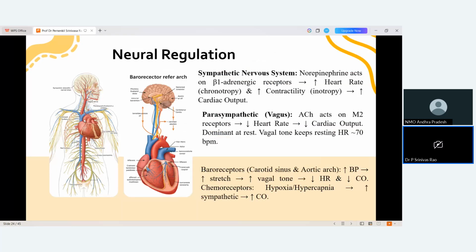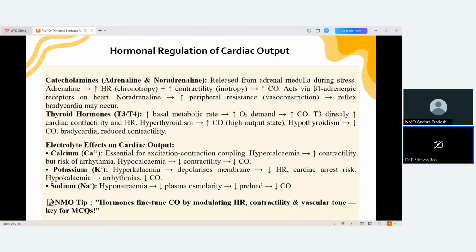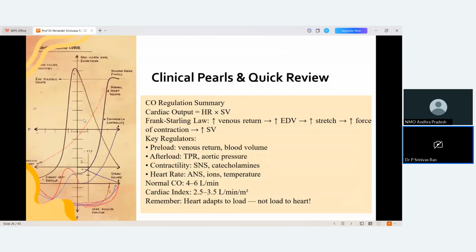Then the neural regulation, sympathetic and parasympathetic. I told you the same things. Okay, I'll be talking to you about this later on. Hormone regulation, catecholamines, thyroid hormones. I told you this. So now, finally summarizing the whole thing, what is cardiac output? It is the amount of blood which is sent out by each ventricle per minute. Understood? So what is the formula? Heart rate into stroke volume.